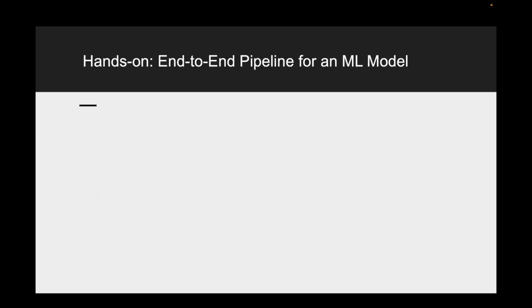Let's jump into the hands-on, which is our end-to-end pipeline for an ML model. Our goal here is to build an end-to-end machine learning pipeline that includes data preprocessing, model training, and evaluation using Python and Jupyter Notebooks. The example that we will focus on is based on a housing price prediction model in California. So the steps that we will follow here include data preprocessing.